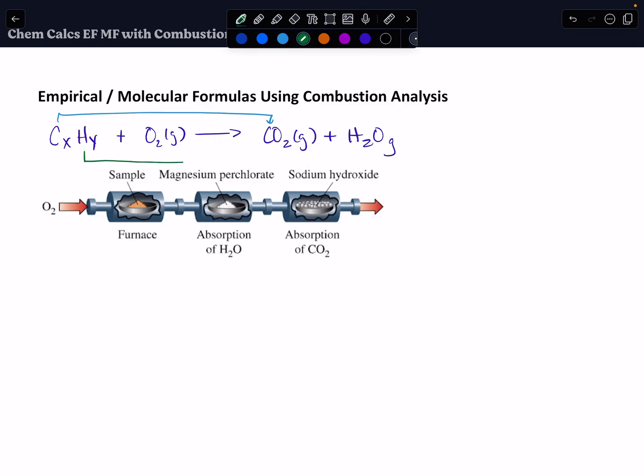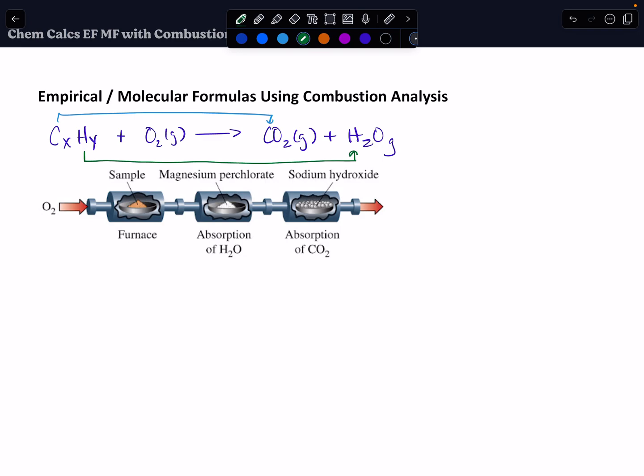By the same token, all of the hydrogen that was in that compound must show up in that water molecule. So if we know the amount of water that is produced by this reaction, we can determine the amount of hydrogen that was present.